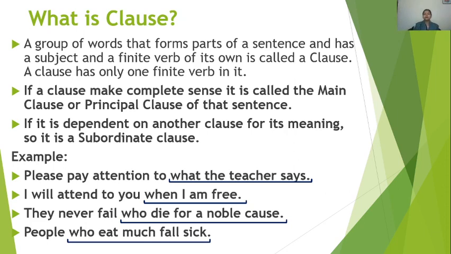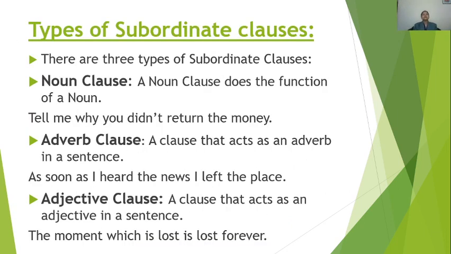Now, children, as we are talking about the adjective clause: an adjective clause is a subordinate clause. Basically, subordinate clauses are of three types: the noun clause, the adverb clause, and the adjective clause. I'm just giving you a brief introduction of noun clause and adverb clause, but the adjective clause we will study in detail.